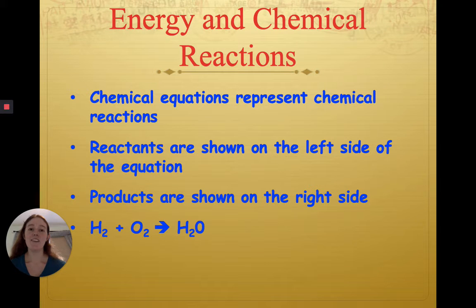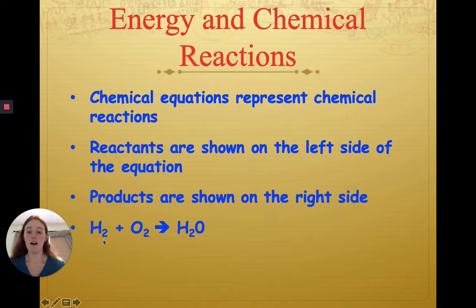Alrighty guys, and now on to section 2 with our notes. So we are starting here with energy and chemical reactions. Now a chemical reaction is represented by some type of an equation. From our vocab terms, if you watched that video, we know that the reactants are going to be on the left side of the arrow, the products are going to be on the right side of that arrow.